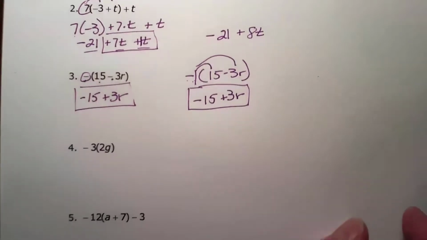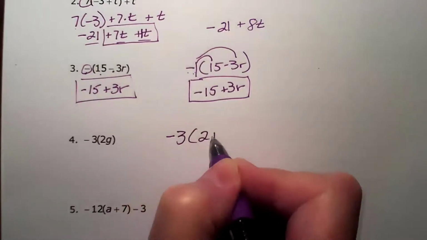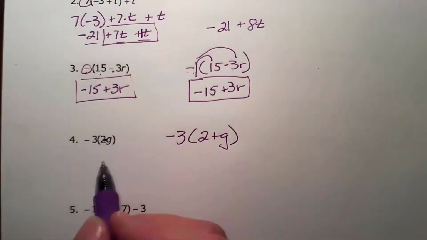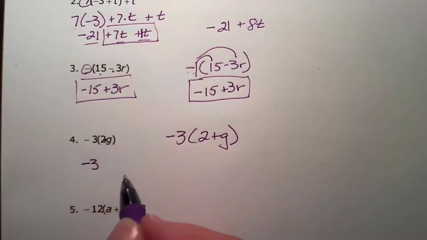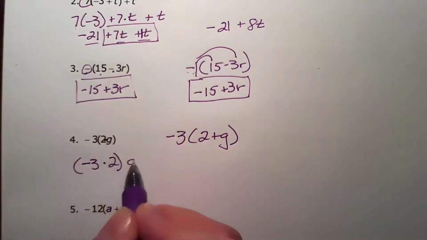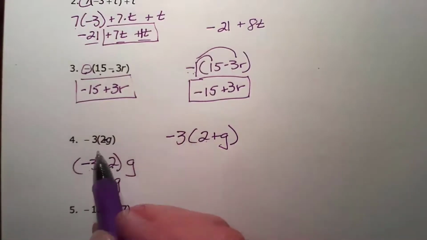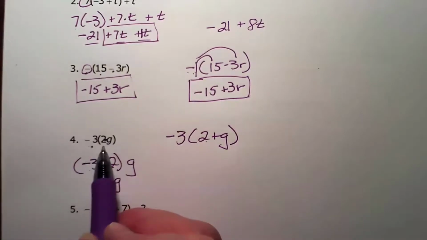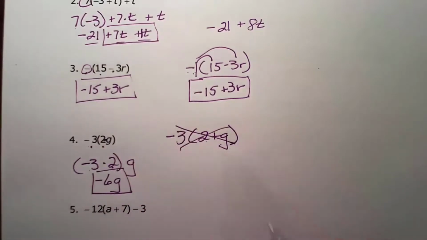We have -3 times 2g. Notice it's not -3 times 2 plus g. This is -3 times 2 times g. So with the associative property, instead of having the parentheses here, I could regroup. And I could do -3 times 2, which is -6 times g. Here I would have distributed. Here I just multiply the number in front of the parentheses times the coefficient of the expression. It was not this, so don't treat it like that.